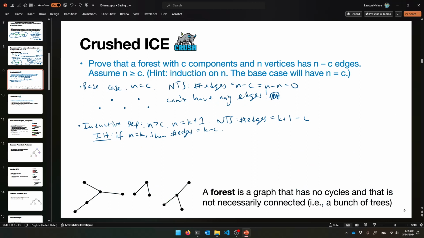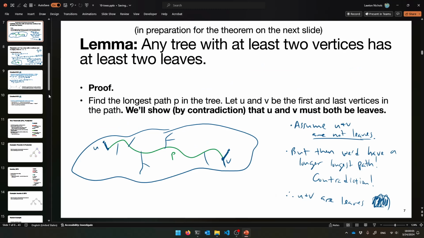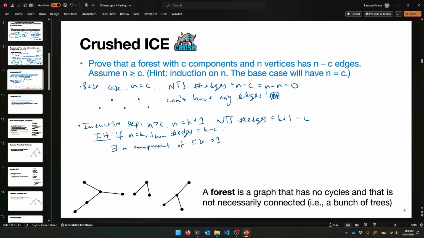So let me show that to you. If n is greater than C, that means there must be at least one component, right? If n is equal to C, none of them have edges. But if n is greater than C, that means that at least one component of this graph, of your graph in general, must have at least one edge, of size greater than 1, which means, according to our lemma, there are 2 leaves. I just need one. That gives me that there is a leaf. So pick a leaf out of that component and cross it off. Out of that component, that's an F.